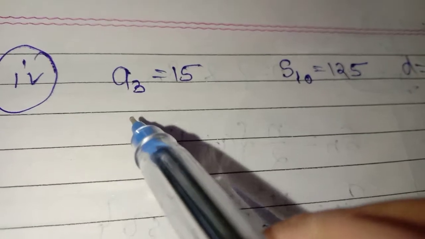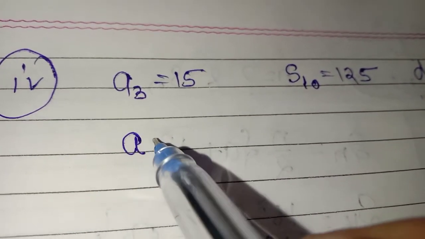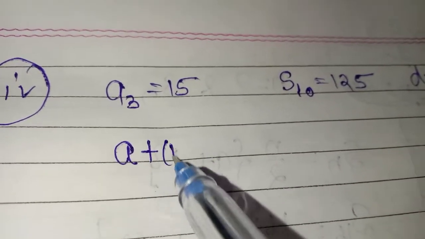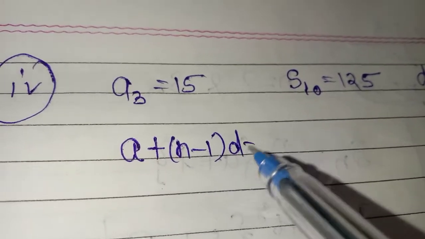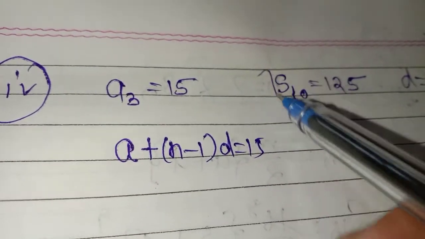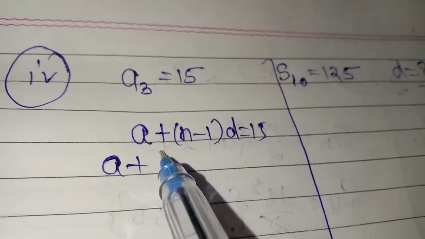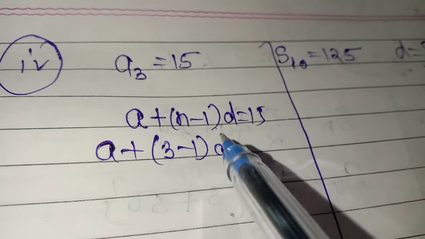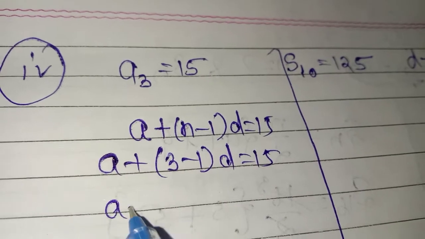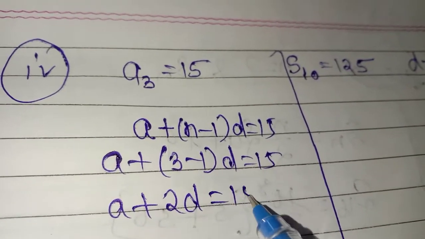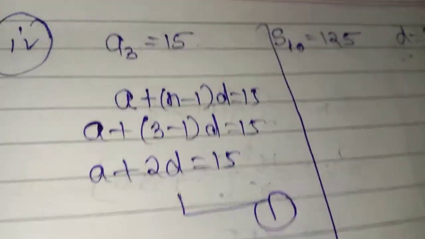So let's start to make the equation now. A3 is equal to 15. So what I will write for A3? The general term is a plus (n minus 1) into d is equal to 15. So a plus (3 minus 1) into d is equal to 15. So a plus 2d is equal to 15. Make it equation number 1.